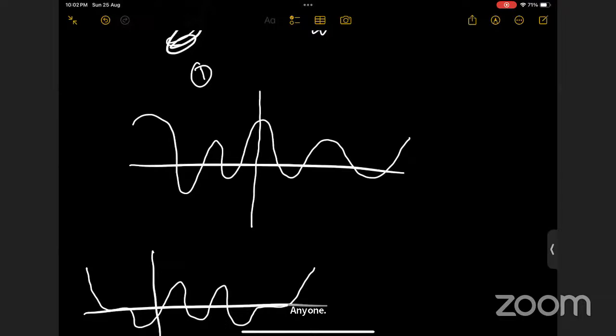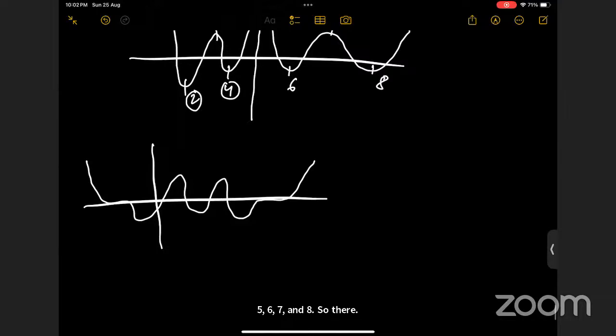Okay. Let us count: 1, 2, 3, 4, 5, 6, 7, and 8. Right? So there are 8 turning points. Fine. What about this one?